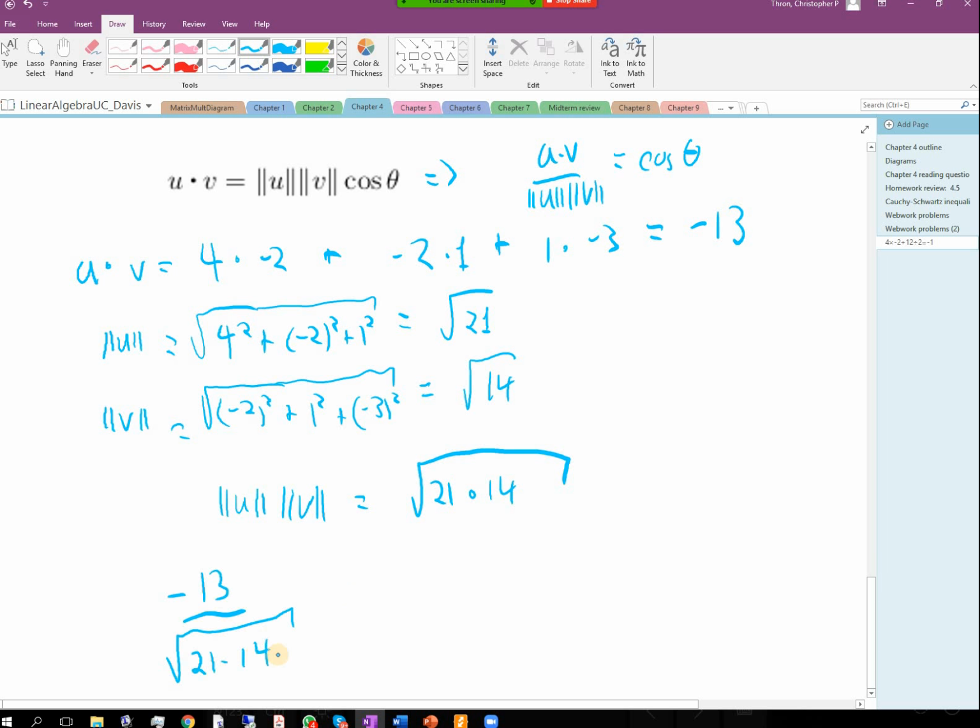Can we simplify this at all? The 21 times 14, let's see, 210 plus 84, 294? I might be taking the easy approach on that one. I think there's an easier way. Oh, wait a minute. You could pull out a 7. The 7 root 6.